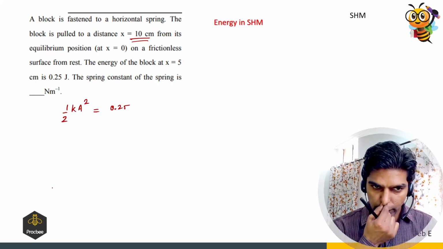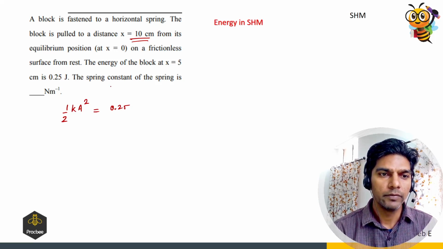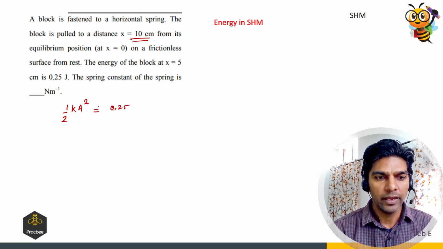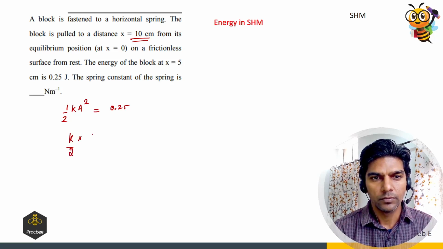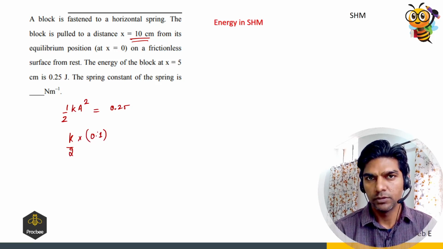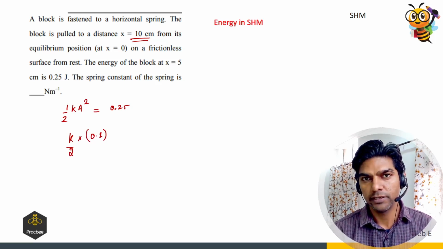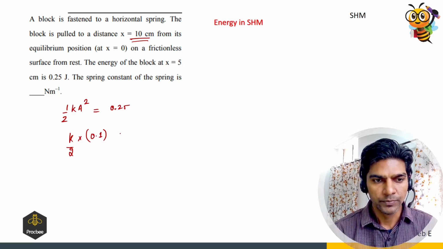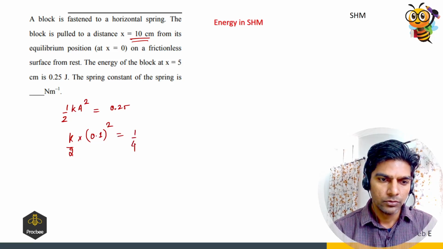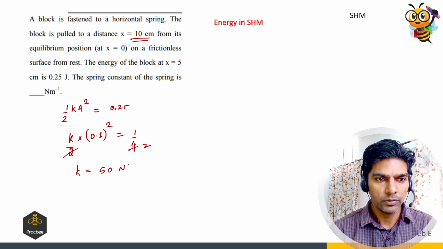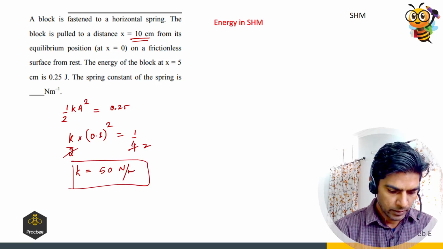Okay, so what we can do, even omega is not given, mass is not given, amplitude will be nothing but 10 centimeters. So k by 2, A is 0.1 because we have released the block when it was at rest. It means we have released it from the extreme right position. So that will be 0.1 square and this will be 1 by 4. So this will give us 2. So K comes out to be 50 Newton per meter, right? So that is the answer.